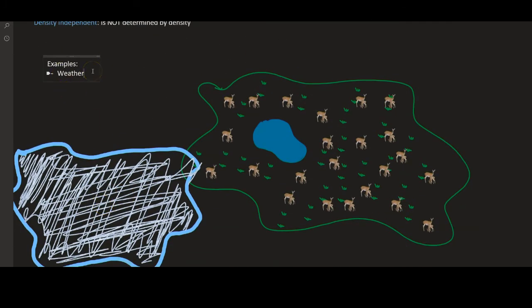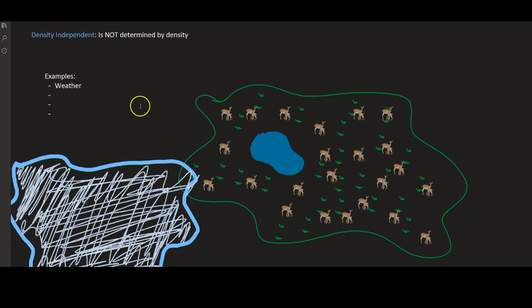What's another one? Let's think of another independent factor. Some other things might be like earthquakes. Yeah, that can definitely limit the population, and it doesn't make any difference how many there are. Earthquakes can affect everyone. Volcanoes, it's going to affect everyone no matter how many there are. If there are 20 there, they'll hurt all 20. If there are 10, they'll hurt all 10, no matter what.